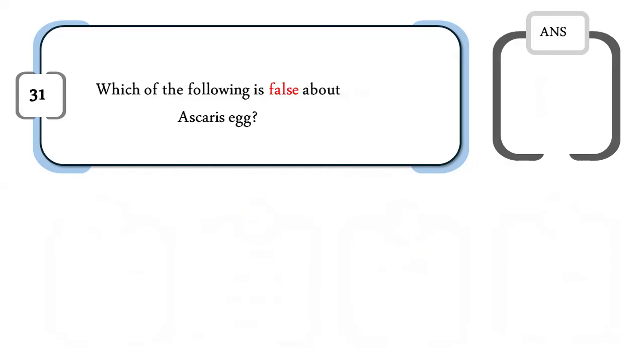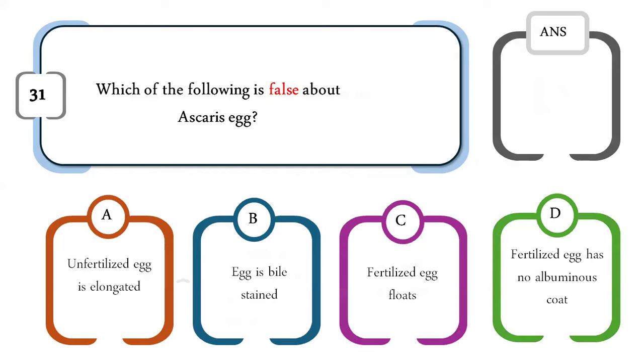Next question, which of the following is false about Ascaris egg? Option A, unfertilized egg is elongated. Option B, egg is bile stained. Option C, fertilized egg floats in saturated solution of common salt. Option D, fertilized egg has no albuminous coat. Here the right answer is option D, fertilized egg has no albuminous coat.